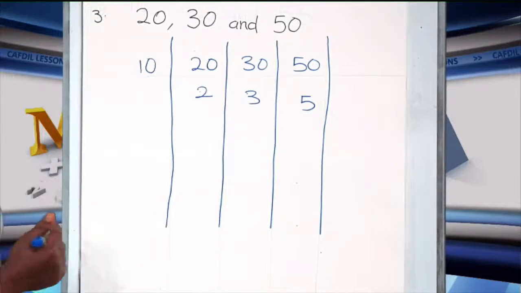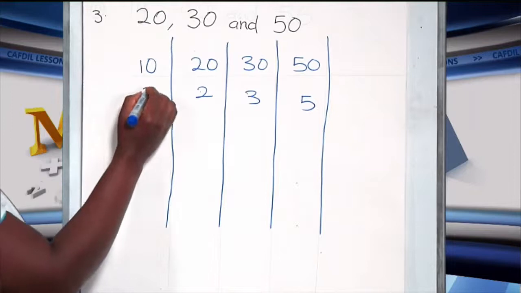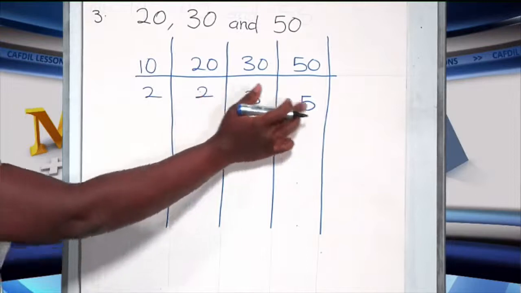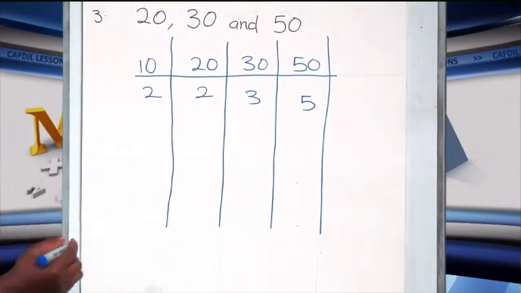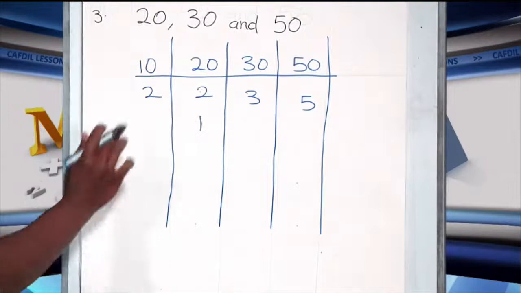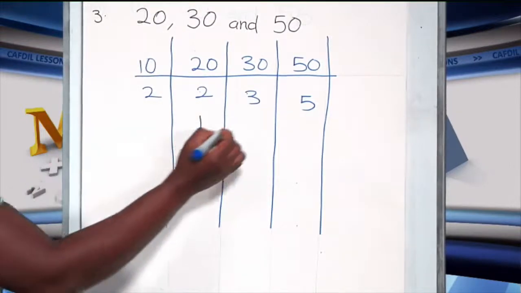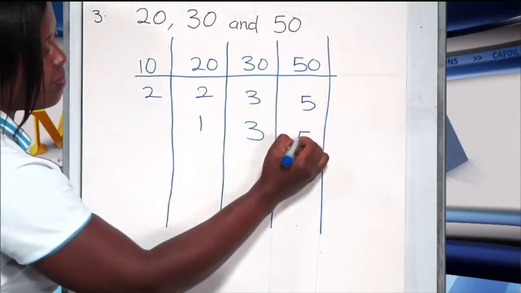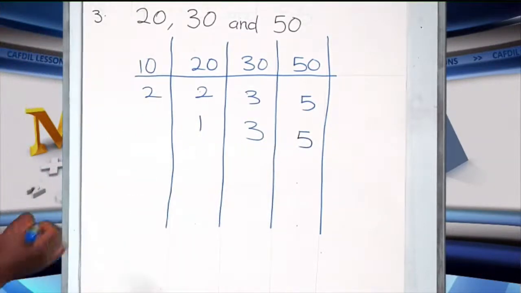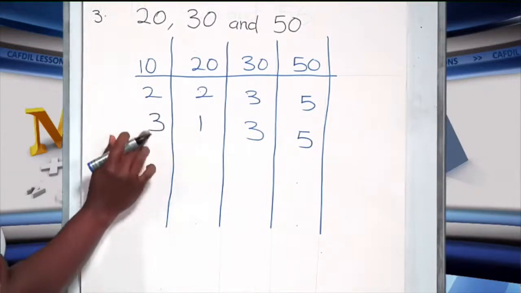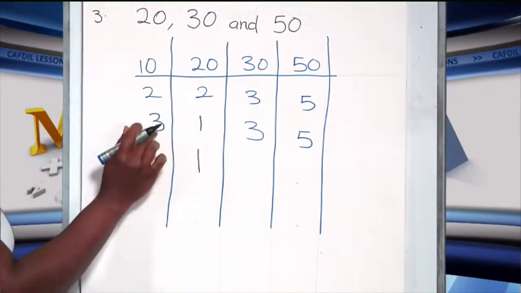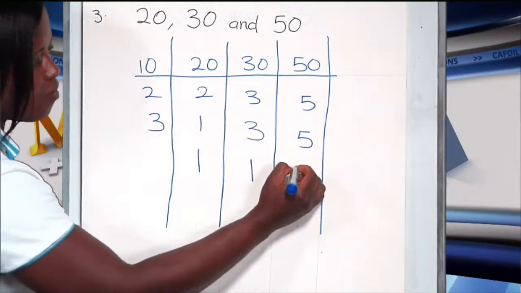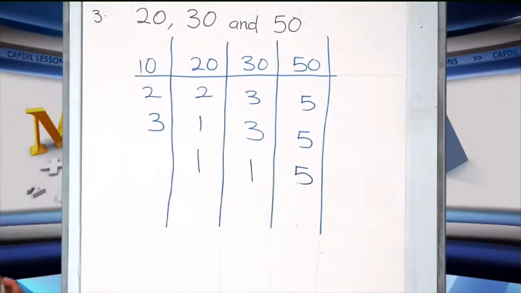Good. Now we can use 2 to divide these numbers. We have 2, 3, and then 5. So 2 goes into itself once. 2 cannot divide 3, so let's bring it down. 2 can't divide 5. Let's write a 5 here. Let's use 3. 3 cannot divide 1. 3 goes into 3 once. 3 can't divide 5. Therefore, we write the 5 again.